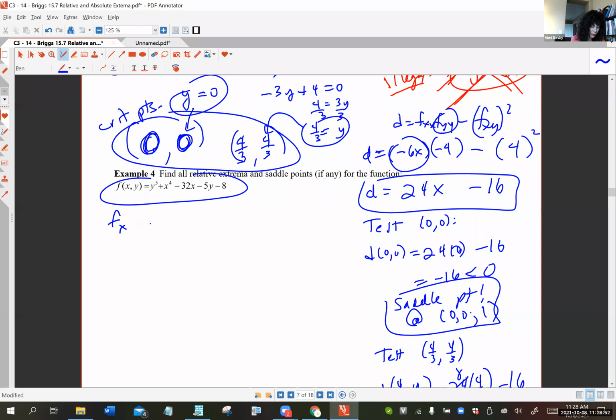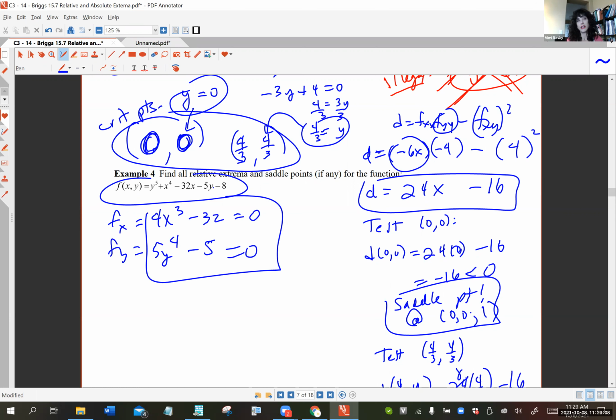So if I do example 4, I got fx. Well, that's 4x cubed minus 32. Fine. Fy, that's 5y to the 4th minus 5. Set both of those equal to 0 simultaneously. So I want you to look at this system here. It is nonlinear, that's for sure. It's got nonlinear terms in it. However, do you notice how the fx doesn't have x's and y's in it? It just has one variable, x only, and the fy just has y.